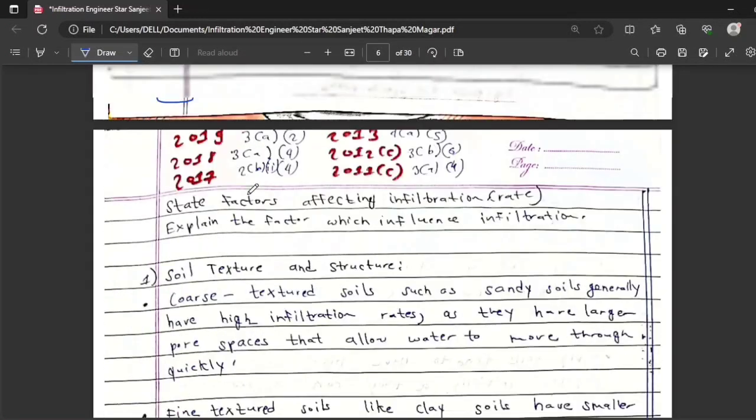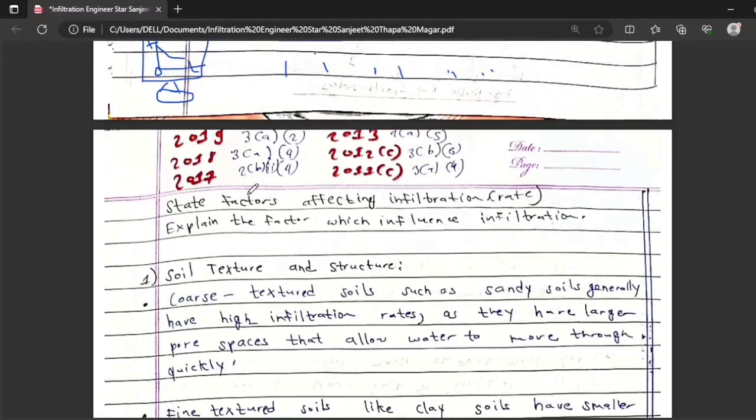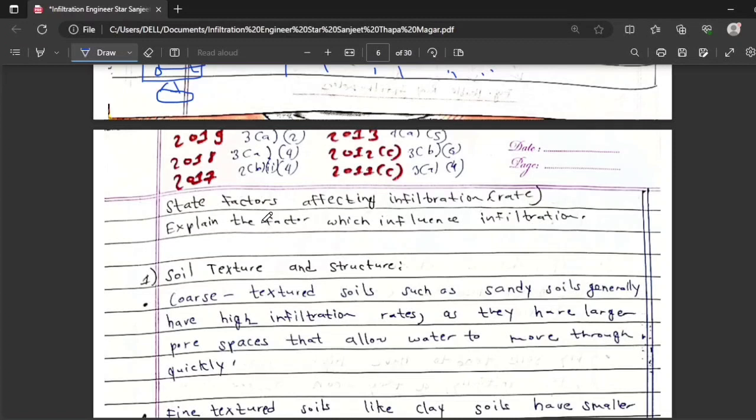Next question that was asked in these many years of the university, 2019, 18, 17, 13, 12, 11 and more. The question is, state factors affecting infiltration rate. This can also be asked like, explain the factors which influence infiltration. This was asked in 2 marks, 4 marks, 5 marks, 6 marks. So we should write accordingly. If it is asked in 2 marks, then you can just list them.